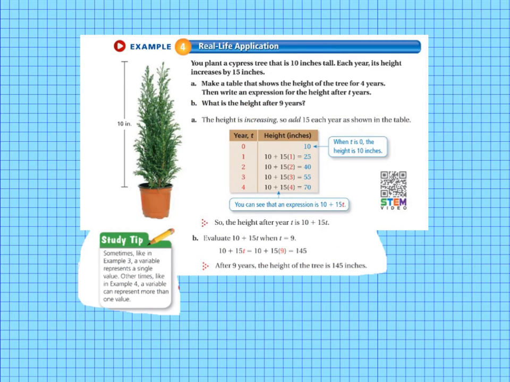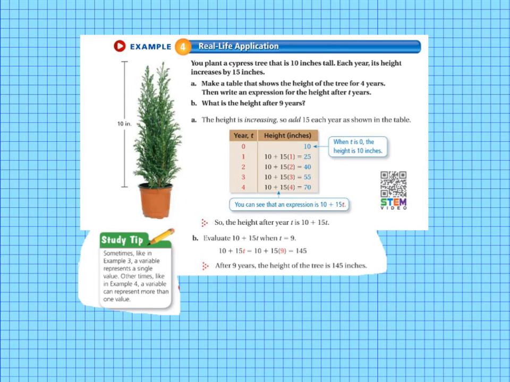Example 4, pardon the jaggedy edges on here. I was trying to cut it out without you seeing all the stuff you didn't need to see. So it's our real life application. You plant a cypress tree that is 10 inches tall. Each year, its height increases by 15 inches. So it starts at 10 inches. Remember, it doesn't start at 0, it starts at 10 inches.